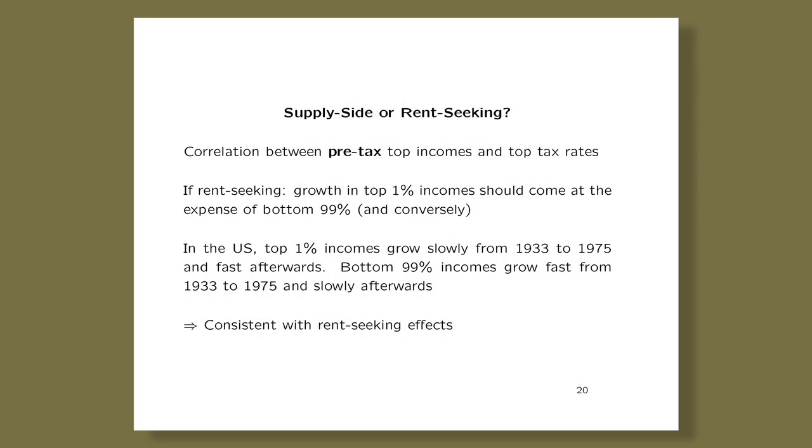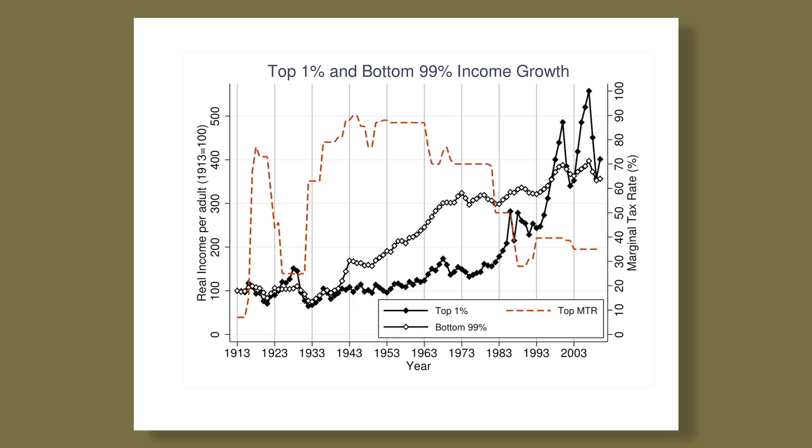Now, supply side or rent seeking. If it's not tax avoidance, those are the two scenarios that are left. So really to tease apart those two scenarios, if you are in the rent-seeking scenario, the growth of top 1% incomes should come at the expense of the bottom 99%, and conversely. Okay, so it is indeed interesting to compare the path of economic growth of top 1% incomes and bottom 99% incomes over the century. So that's what this chart is doing.